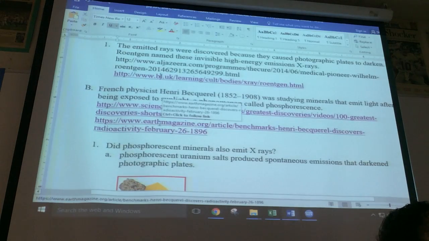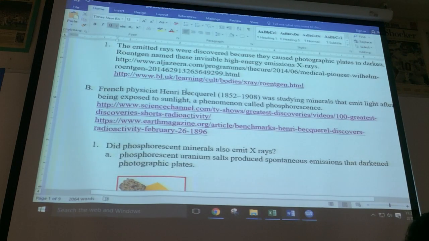All right, so this is going to then lead into a second discovery. This is a French physicist, Henri Becquerel, and he was studying minerals that emit light once they were exposed to sunlight in a process known as phosphorescence. And just a very brief video here to better understand.